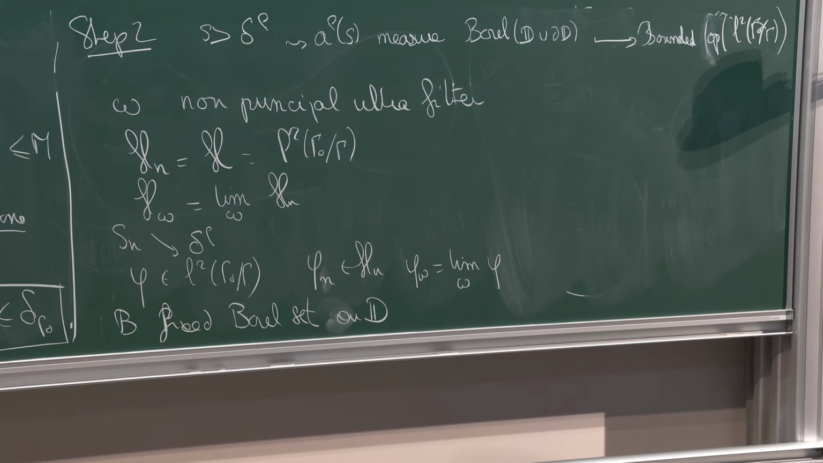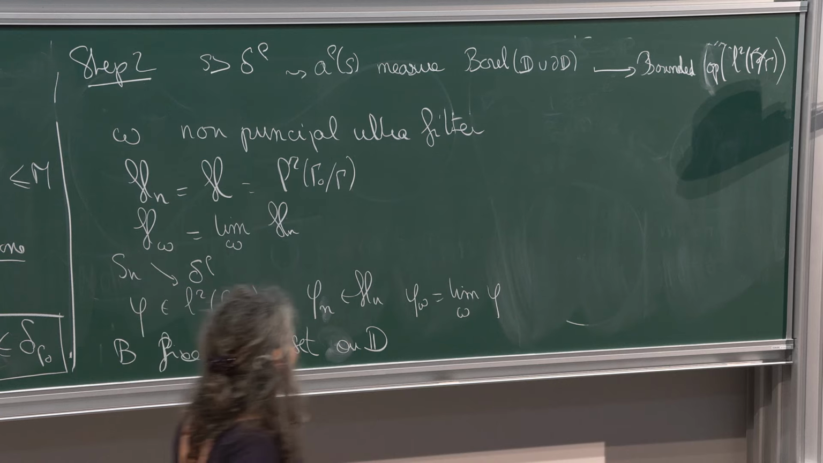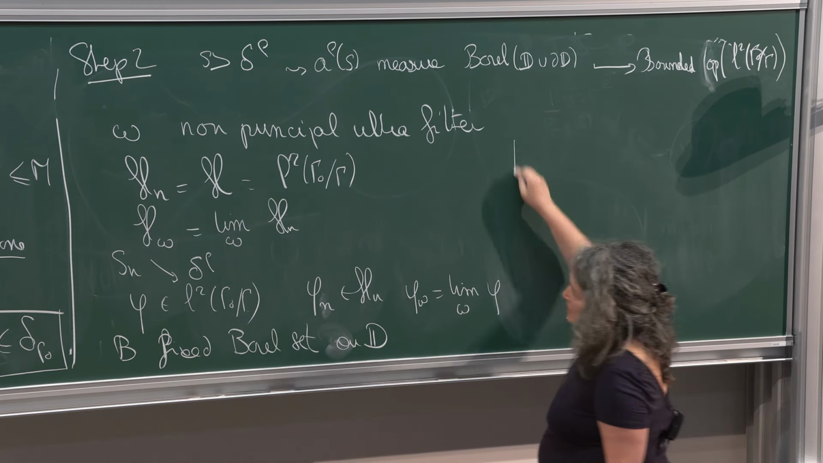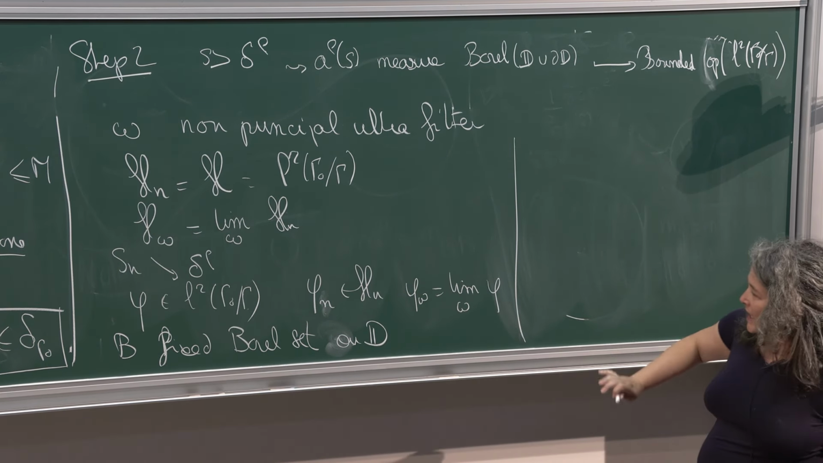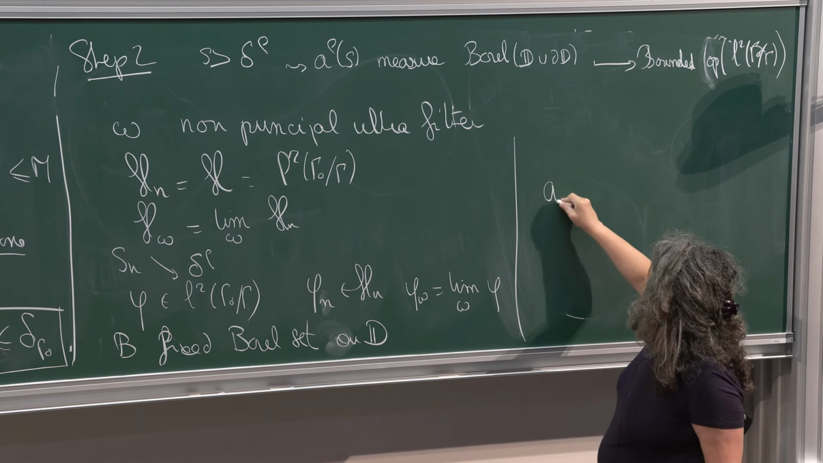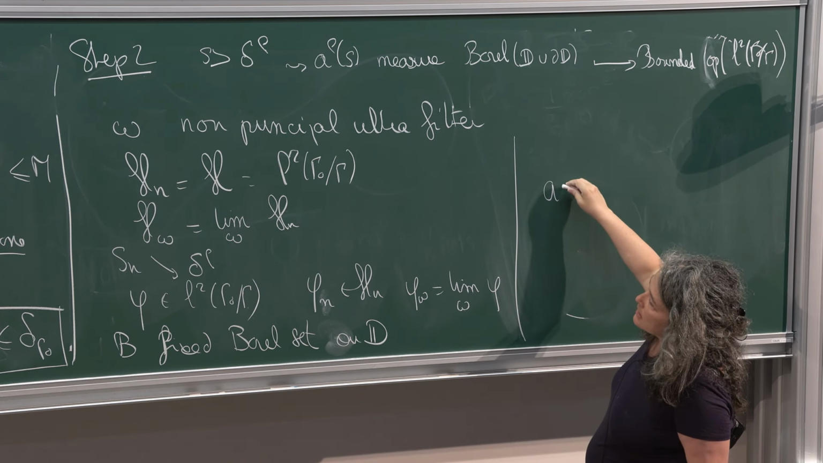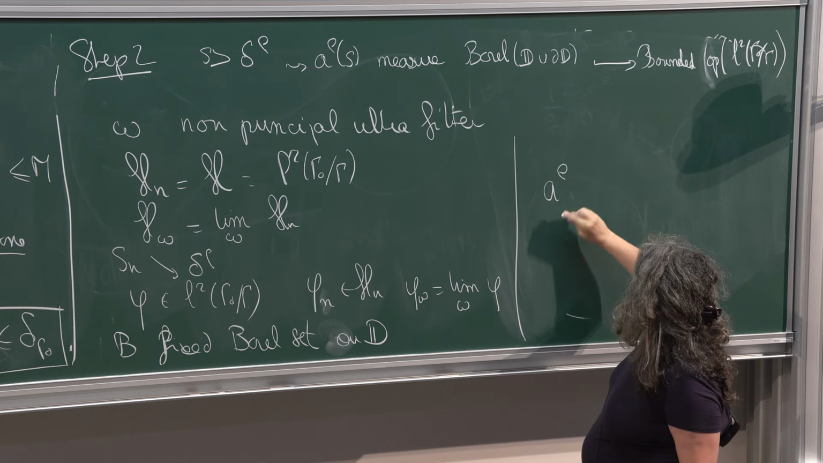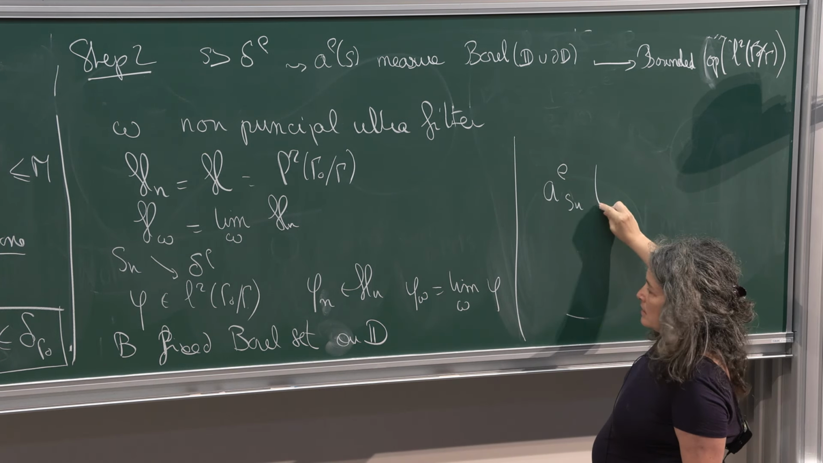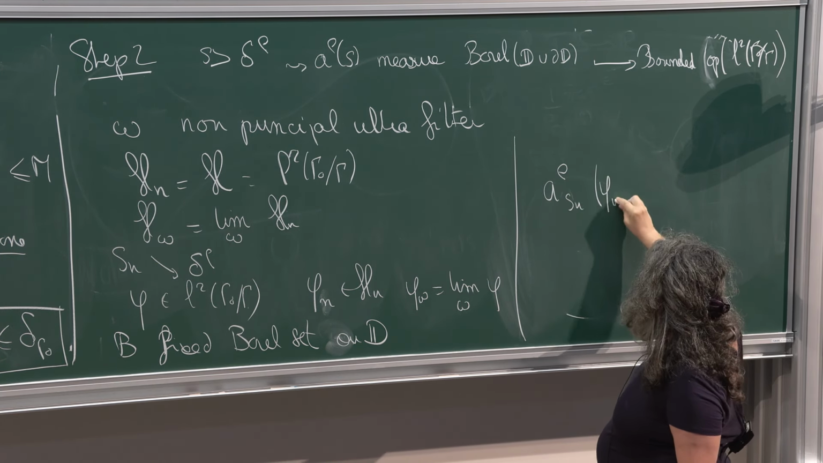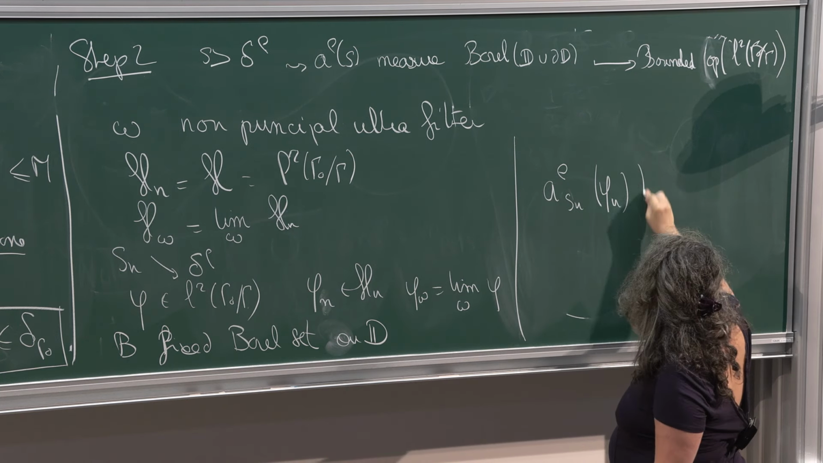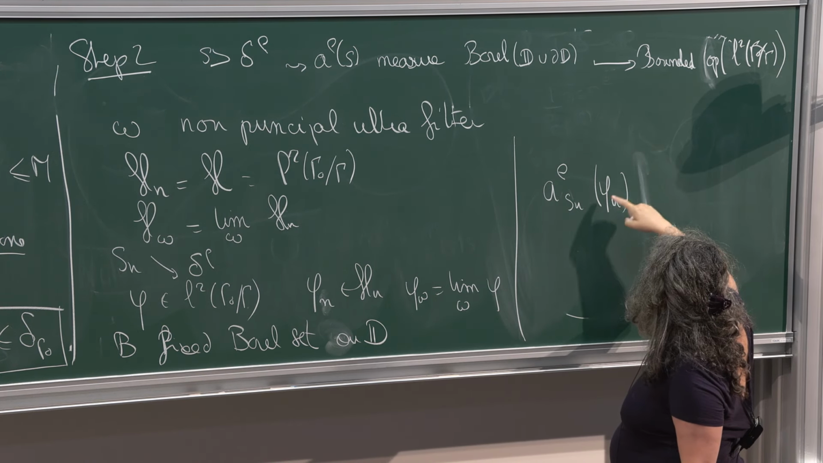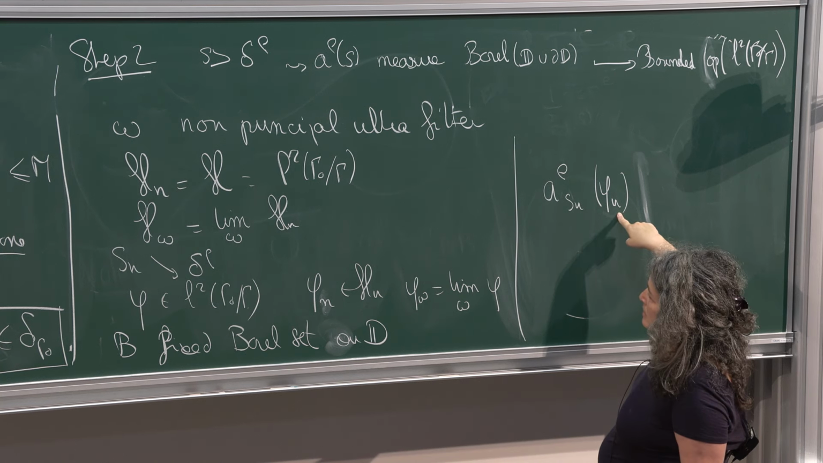Okay, I didn't write, usually I don't give details on this step, so maybe I will forget details, but then you look at A rho Sn of phi n. Phi n is phi. So that is the element.